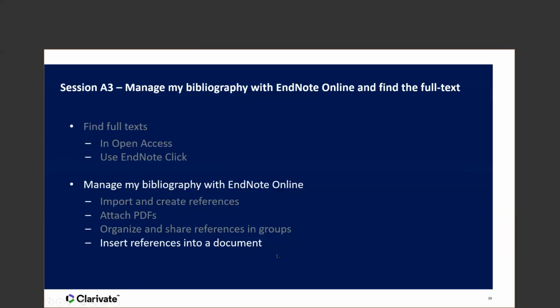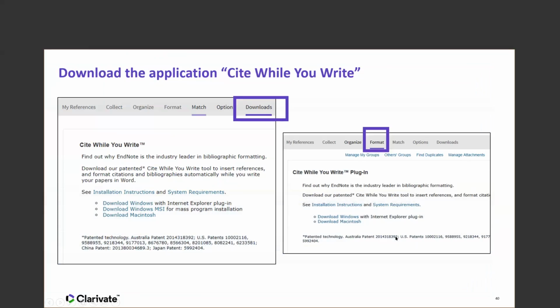Also, inserting references into a document, because after I have created my library, I want to take advantage. And when I'm writing a new paper, when I'm writing a report, being able to manage those references quickly. For that, the first thing that I have to do is to install the app that is called Cite While You Write.